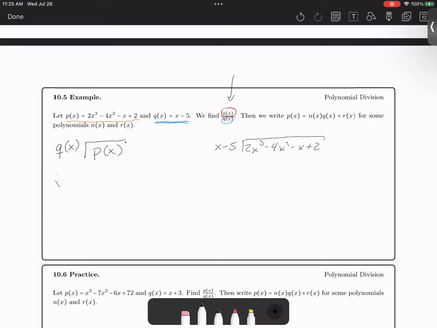Okay, so let's perform this. And notice the similarity between long division of polynomials and long division of real numbers. We're going to look at that leading term right there in q of x, and we're going to ask ourselves, how many times can it fit into the leading term there, 2x cubed? So effectively, I'm asking x times what gives me a 2x cubed? Well, I need a 2, and I need 2 more x's.